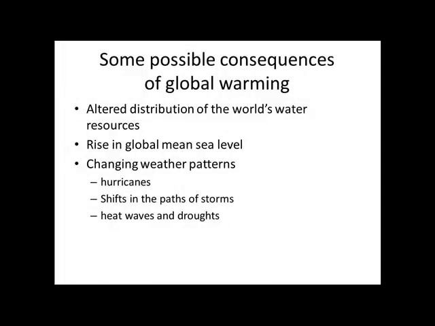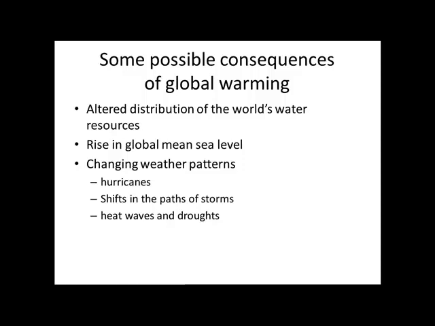Some of our possible consequences due to global warming are that we can alter the distribution of the world's water resources. We can change how much water is available in certain areas. We can also cause glaciers to start to melt. If glaciers start to melt, that water has to go somewhere, and it will cause the rise in global mean sea level, which might not seem like a big deal, except for if you live along the coast, as we do in New Jersey. If the global mean sea level rises, then the water will have to rise up and the coastal areas will be inundated with water.